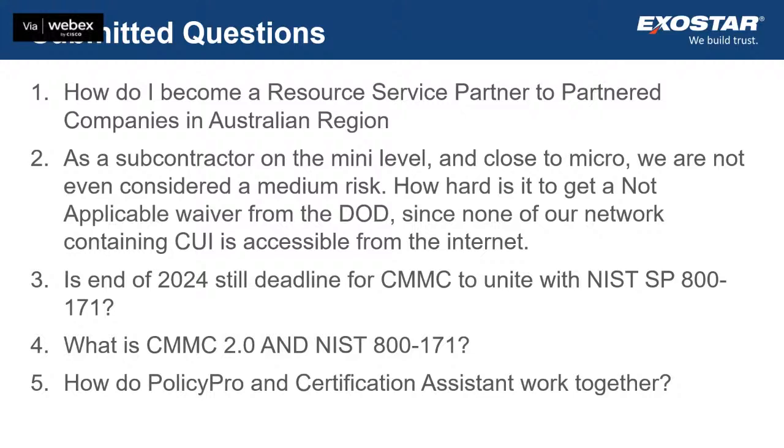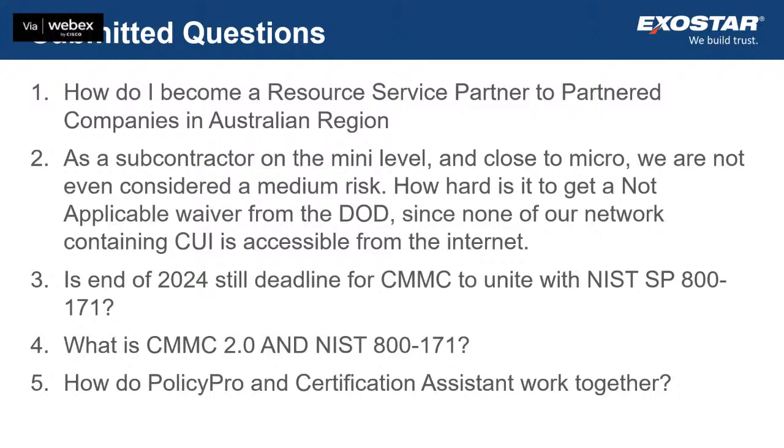Now, you have to be careful with the not applicable label, because only a few of those can really be self-selected by the individual filling out the assessment. For example, one of the NIST 800-171 controls is about wireless networks. If you don't have a wireless network, you can choose not applicable without getting a DoD waiver. However, that's one of the few controls where you can do that without getting that waiver from the DoD.